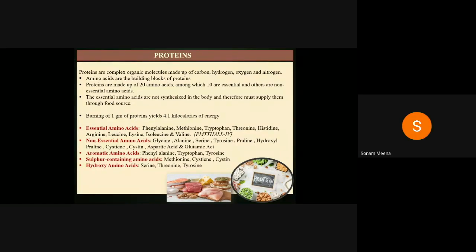Aromatic amino acids: phenylalanine, tryptophan, tyrosine. Sulfur-containing amino acids like methionine, cysteine. Hydroxy amino acids: serine, threonine, tyrosine. And these four types of amino acids were asked in previous examinations.